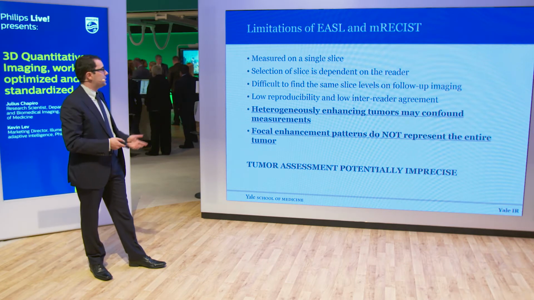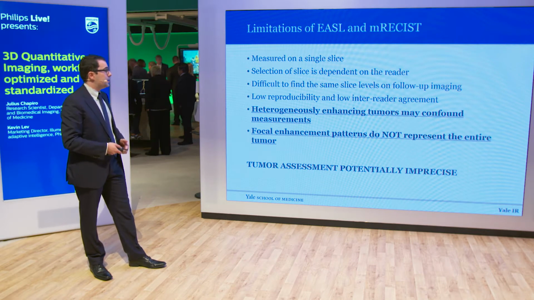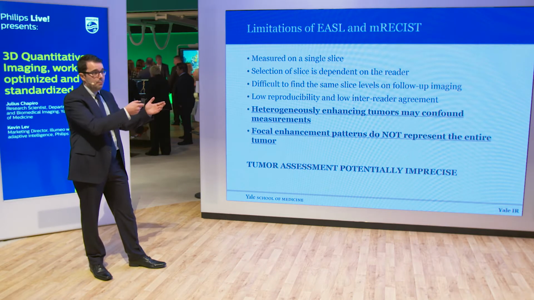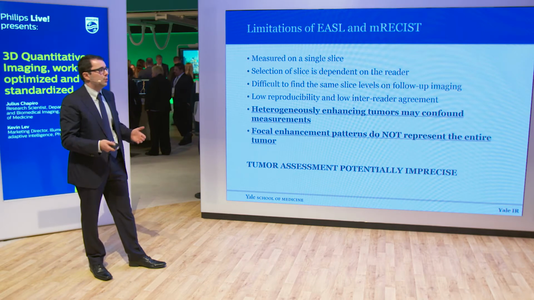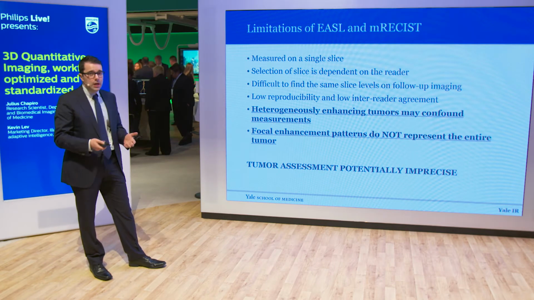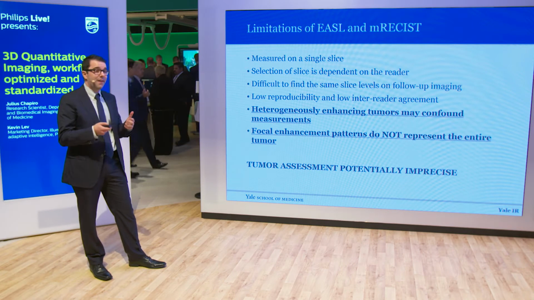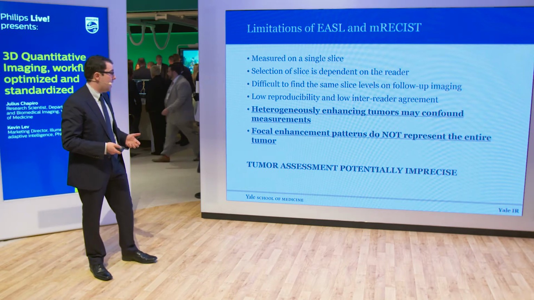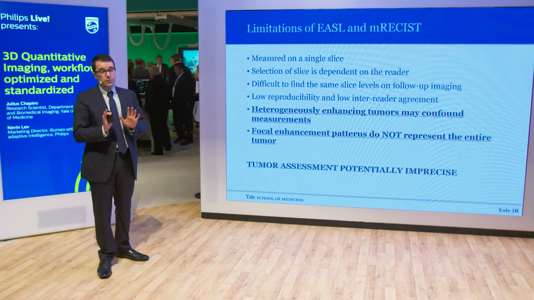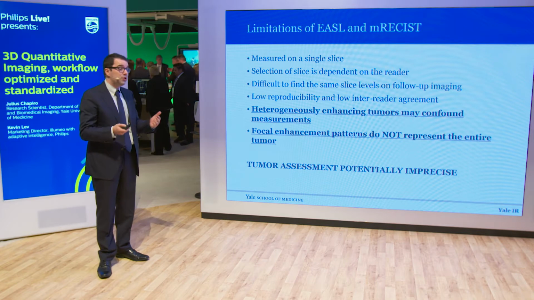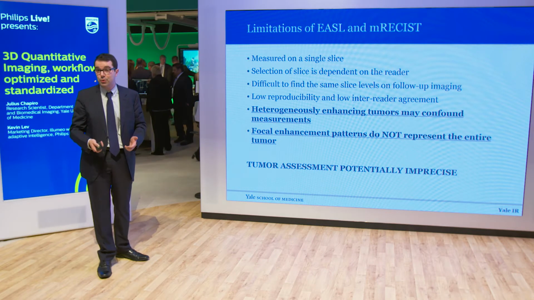We are measuring this on a single slice. The selection of the slice is very dependent on the reader. It's very difficult to select the same slice on baseline and follow-up imaging, and it's a very non-reproducible technique to do. And plus, because we're inducing such ischemic insult to those lesions, we have vastly heterogeneous tumor tissue, and we also have focal enhancement patterns on one slice that do not represent the entire tumor. And so this tumor assessment using manual caliper-based measurements is potentially imprecise.